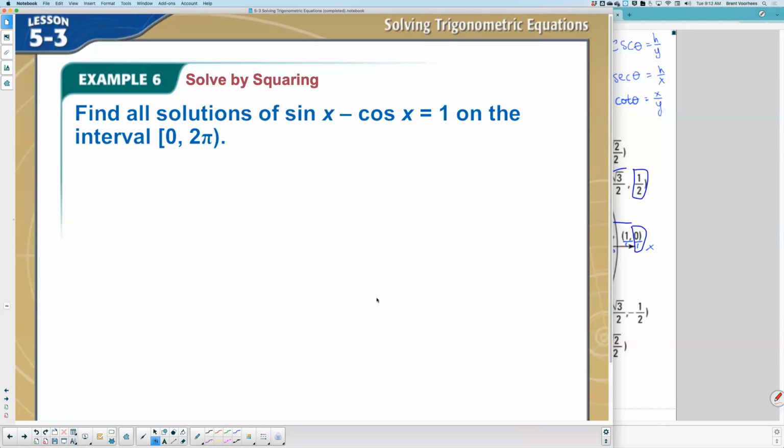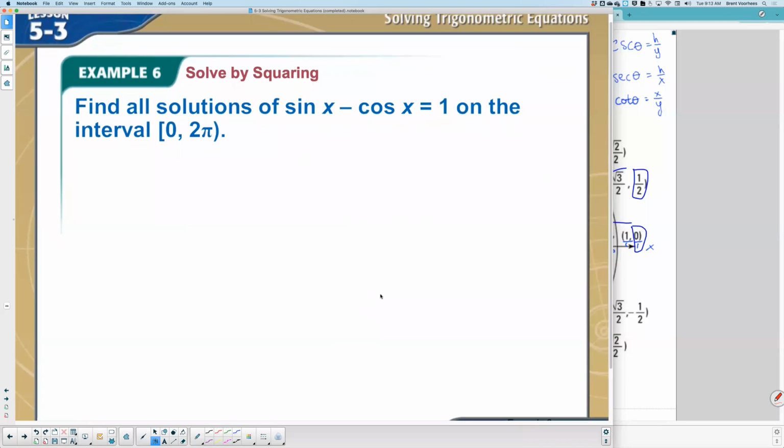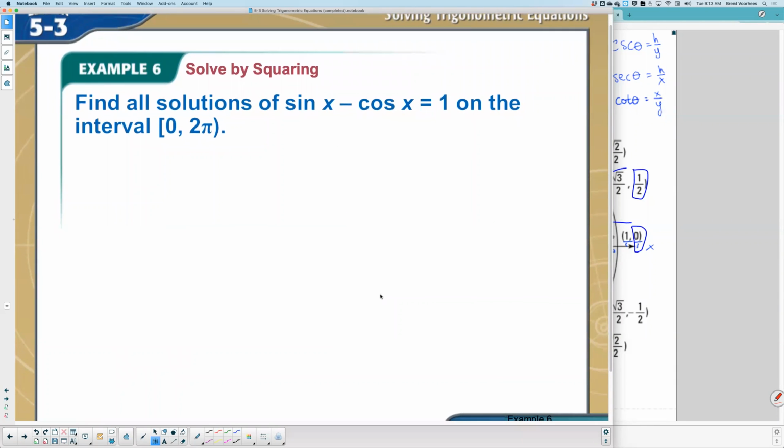All right, let's look at example 6. Find all solutions here: sine minus cosine equals 1 on the interval 0 to 2 pi. Again, we could just use a graphing technique, but I'm going to use algebra to show you. What's tricky here is I have, again, a sine and a cosine, and they're not squared. What I'm going to try to do is turn these both into the same function.